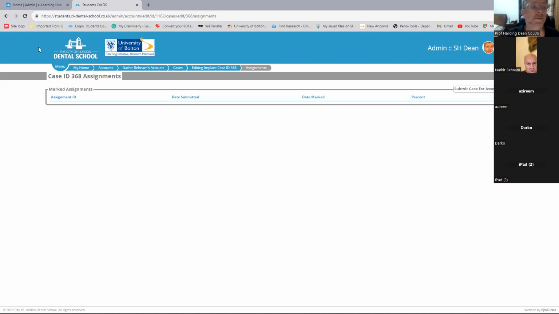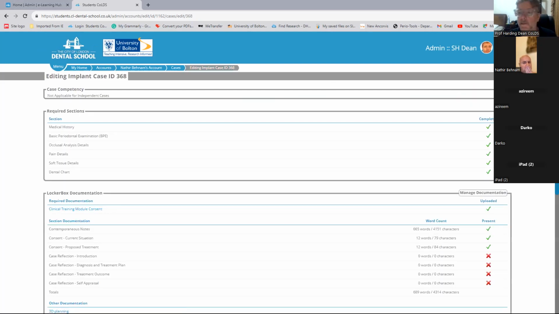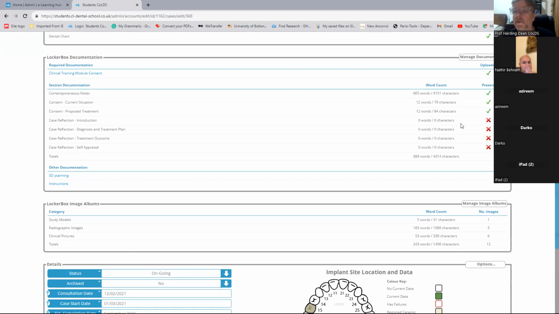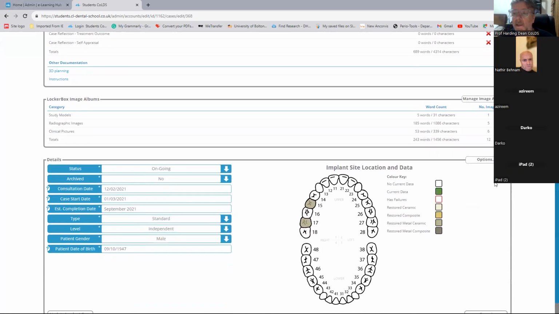I've clicked on the assignment box, and now you go to submit case for assessment. So you're going to add your case assignment there. Let me just go back again. This bit here, the red bits, you haven't completed these reflections. If you go to your options, they'll be here. So you go to case report.